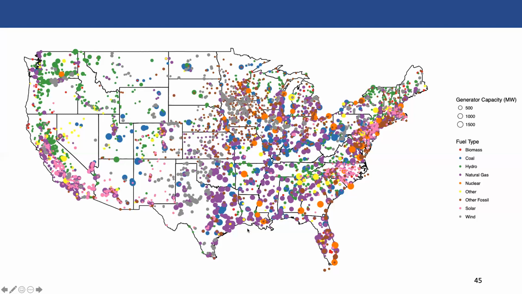And then natural gas is in purple, and that has really sort of skyrocketed over the last couple of years. And we'll revisit this chart later when we talk about other resources. You can see all the wind in the middle of the country in gray, and pink for solar, a lot of that on the two coasts.